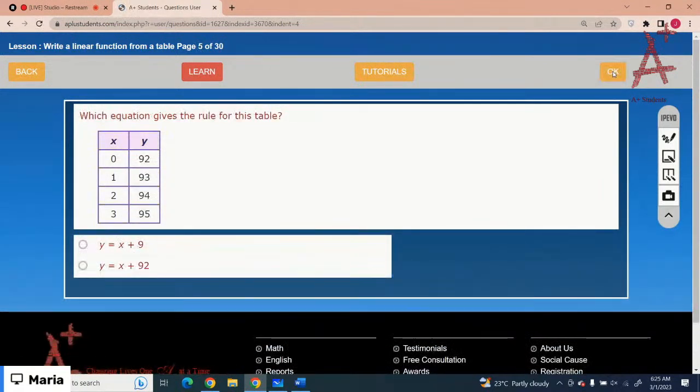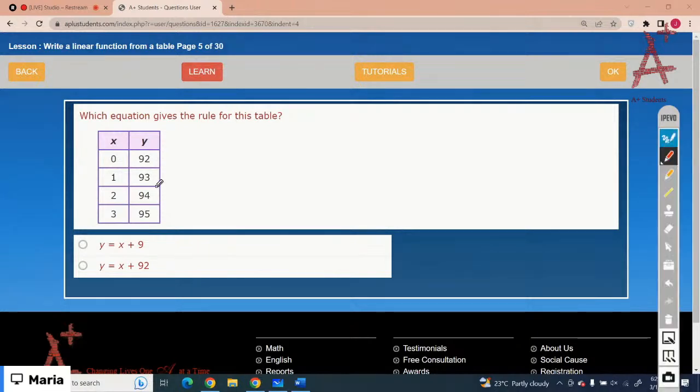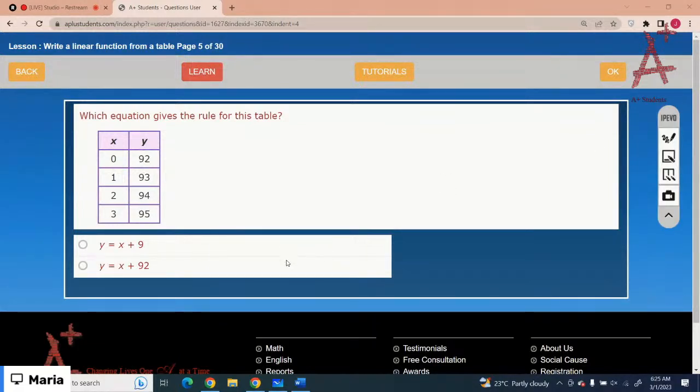Okay, the next one is which equation gives the rule of the table? So which is the correct option, option 1 or option 2? The easier way I'm going to explain is the very easy way from the table. Just look at the change. 92 plus 1, 0 plus 1. That means the slope is 1. And just look at this value when x equals 0. So it would be y equals x plus 92. Got it? If you have the x value at 0 given, then that would be very easy. Y equals x plus 92. Got it? That is in the case when the slope is 1. Got it?